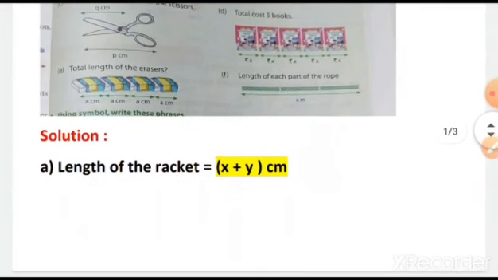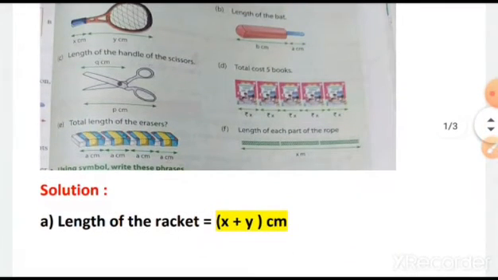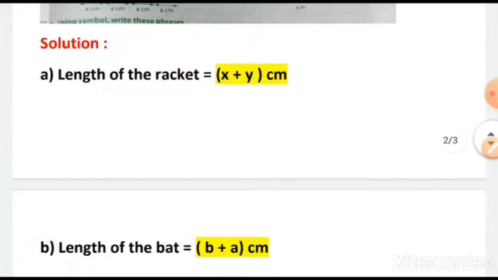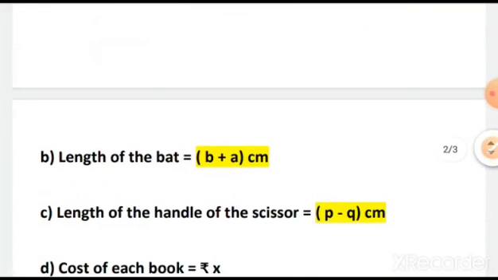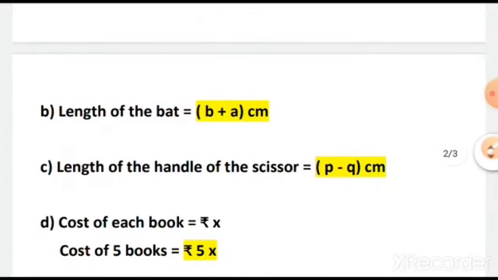Why p minus q? Because here the portion used for cutting, that is q centimeter. So the length of the handle will be p centimeter minus q centimeter. So we are enclosing the p minus q in a bracket into centimeter. So that means p minus q centimeter. That is the unit.